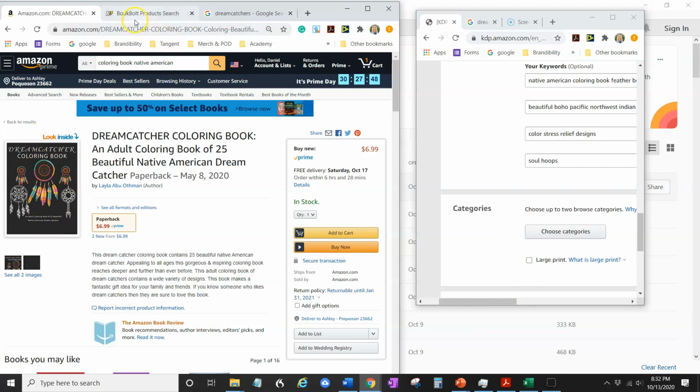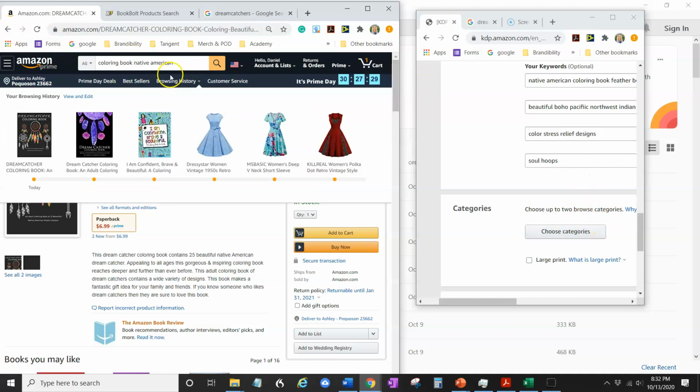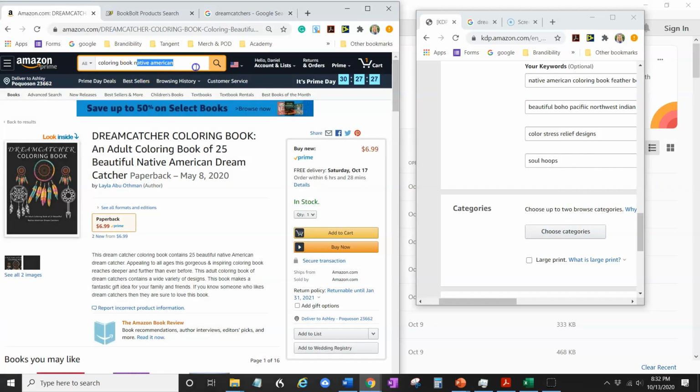All right, so that's how I do research. I try and come up with a longer tail keyword. In this case, it wasn't all that long. It was like coloring book Native American and coloring book dream catcher, and those were like long tail keywords because they really didn't have too many people in that category. But that's kind of what a long tail keyword is. You just keep typing things in until you find one.